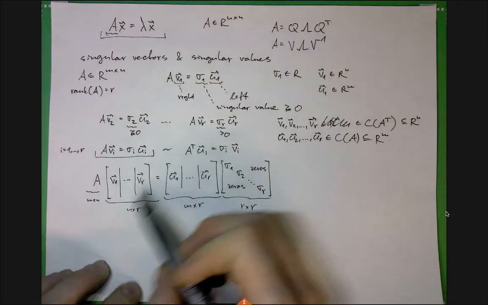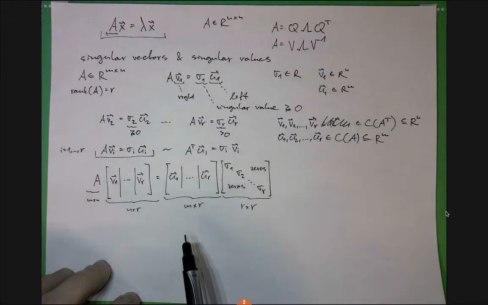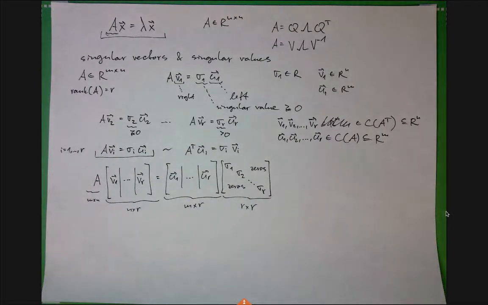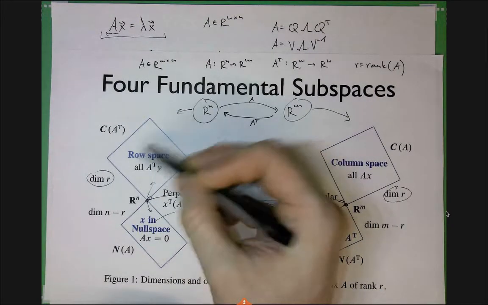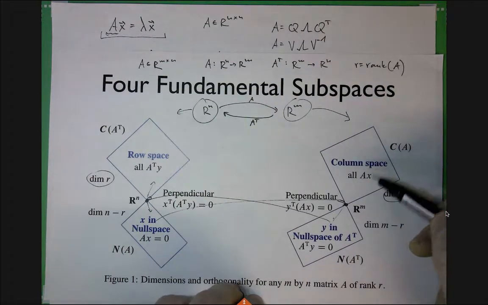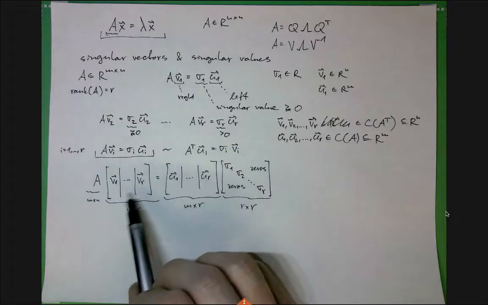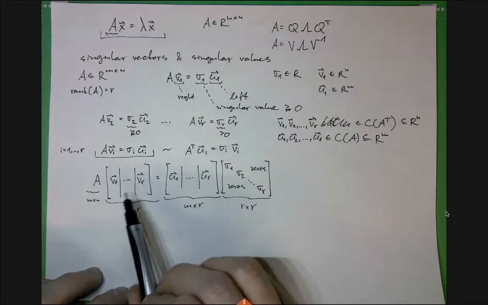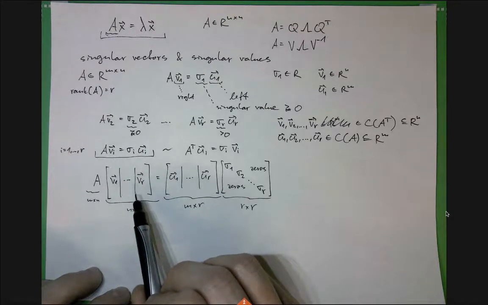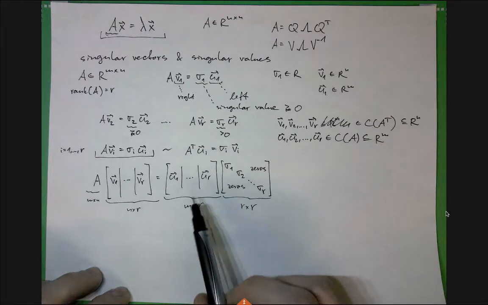So this is like the heart of the matrix. This is the r by r component there in the four fundamental subspaces. This is the non-degenerate part. Those are the non-zero vectors from the row space that get mapped to non-zero vectors in the column space, and the other way around, because these are exactly the basis of the row space, and these are exactly the basis of the column space.